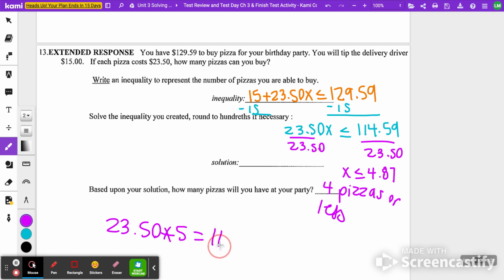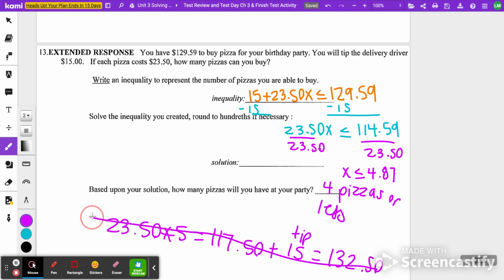is already 117.50. And if I added on my $15 tip, that's going to make it be $132.50. And I don't have $132. I only have $129. So that's why we don't want to use 5 pizzas. We want to do 4 pizzas or less.